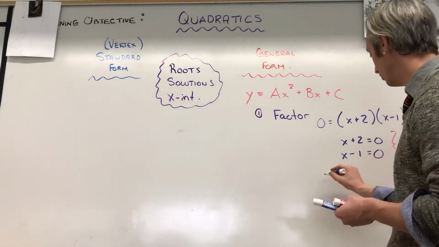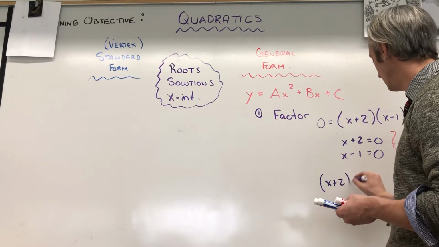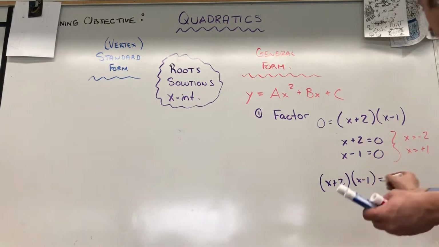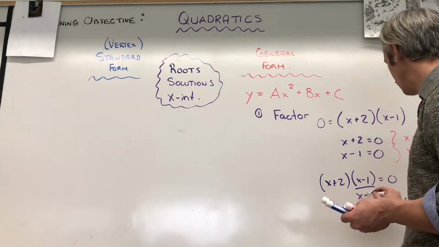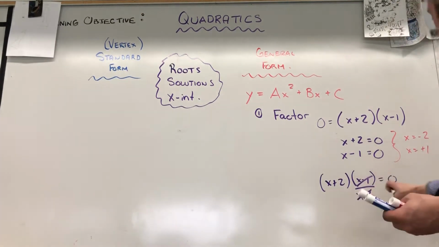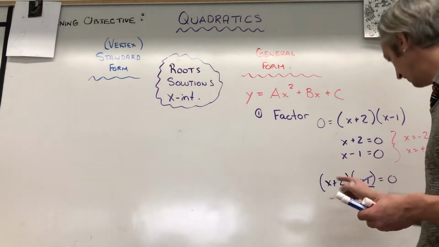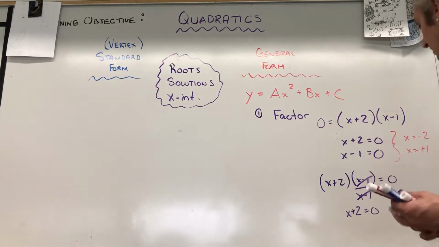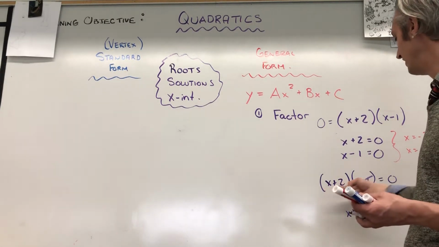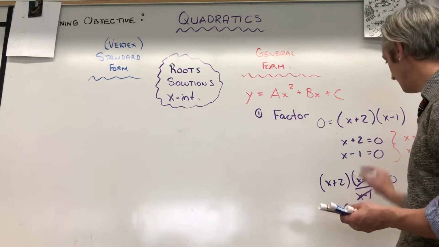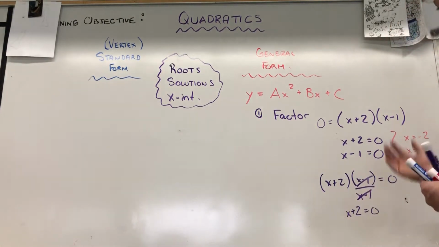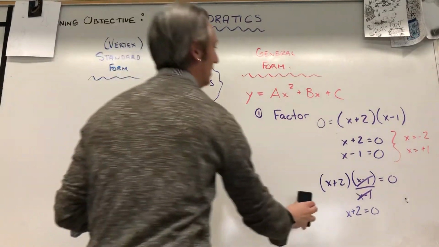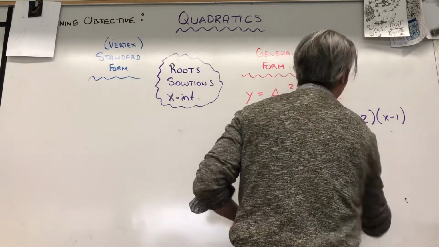Well, if I had (x + 2)(x - 1) equals 0, and I were to solve these, I could get rid of this binomial by just dividing it out. 0 divided by that would be 0. So this leaves me with x + 2 is equal to 0. That's one solution. And then if I did the same thing here, divided out this and left this, I would get x - 1 is equal to 0. And then if I solve those, I get the solutions. So that's my first option, factoring.